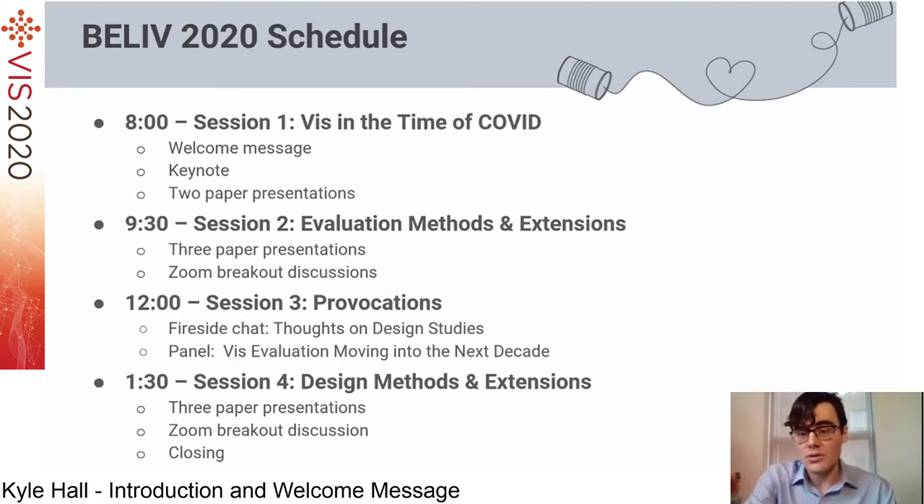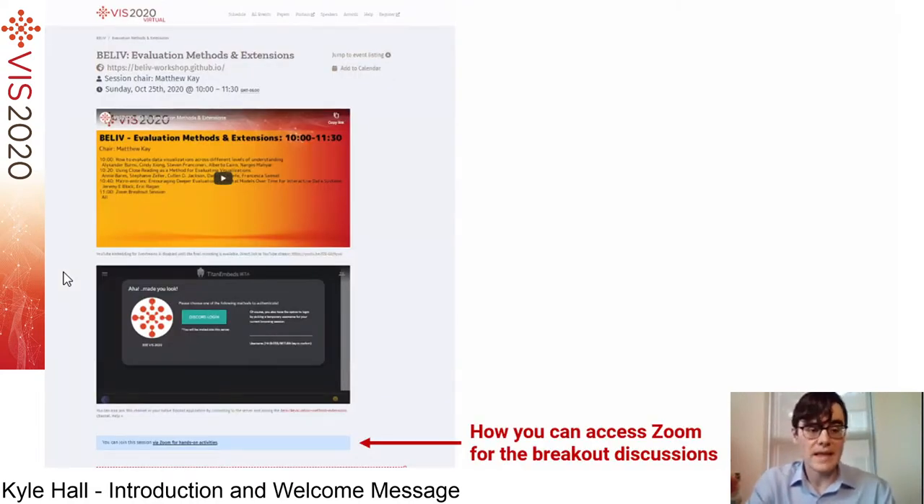And just for reference, the Zoom breakout discussions will be in sessions 2 and 4. To log on to this call for the breakout sessions, you will go to the VIS 2020 virtual planner, and you will see down at the bottom there that little blue box that says you can join this session via Zoom. That is what you want to click. Make sure to use that to access the Zoom call for those breakout discussions. And also, as you can see here, I just want to remind you to log on to Discord so that you can ask questions to the panelists, to the presenters, and so that we can really foster excellent online discussion.